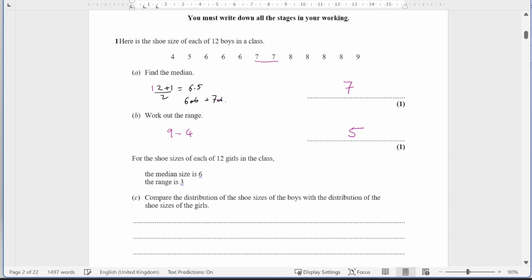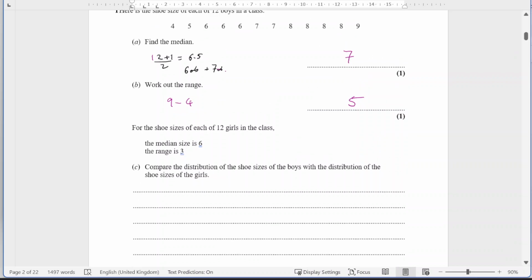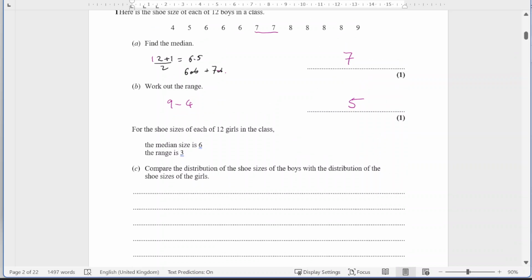And then the shoe size of each of 12 girls in the class, the median is 6 and the range is 3. Compare the distributions. So you need 2 statements normally, 2 marks, 2 statements, 1 to compare the median, 1 to compare the range. So for your compare of the median, the boys have a larger median.